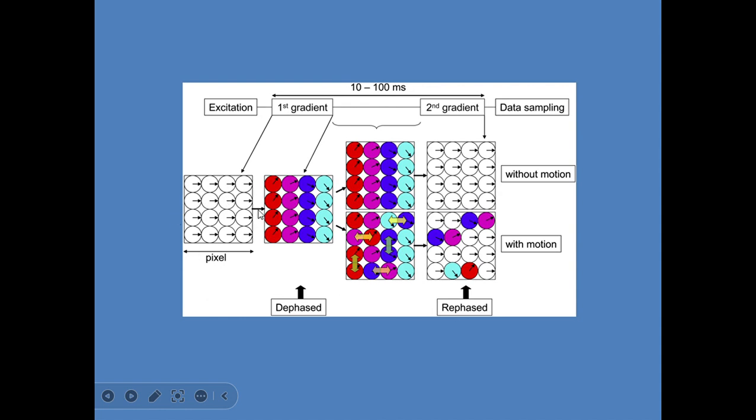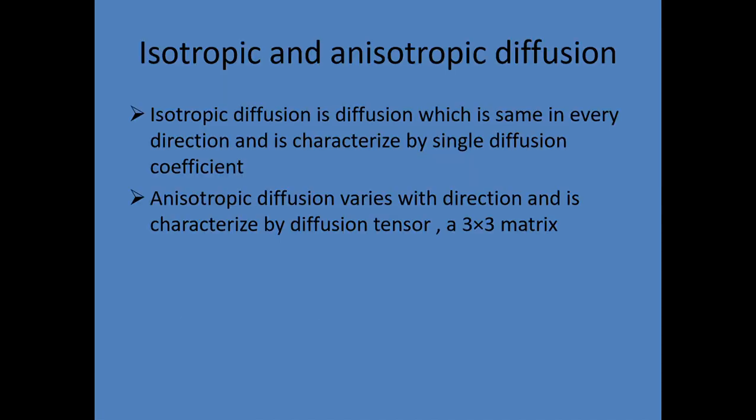Here we have two gradients. The first gradient is applied, and after that a 180-degree RF pulse is used, then the second gradient. If there is no motion, then the dephasing created by the first gradient will be rephased by the second gradient, and there will be no signal loss. But if there is motion between the two gradients, then there will be signal loss.